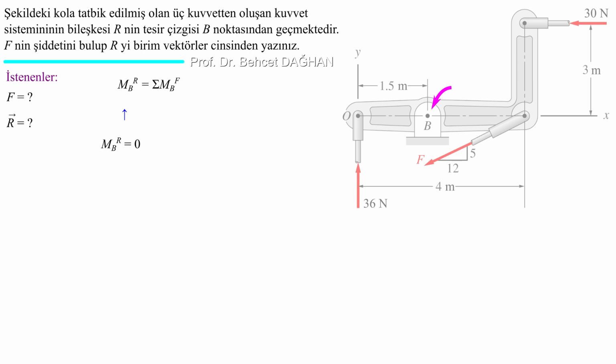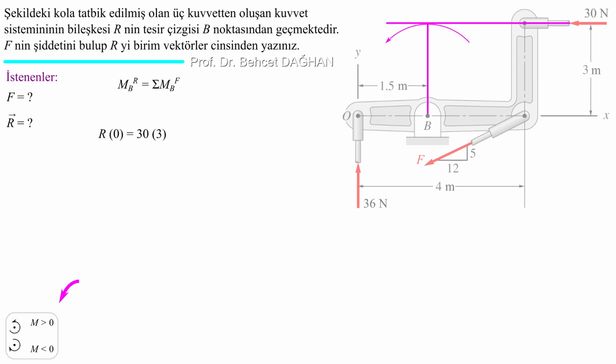Let's take the moments of the components and add them up. Let's first take the moment of 30 Newton. By the way, we have a sign convention about moment. We take counterclockwise moments as positive and clockwise moments as negative. This choice is arbitrary. Anyone can choose as they wish. We can see from the figure that 30 Newton creates a counterclockwise, that is, positive moment. The moment arm of 30 Newton is 3 meters. So its moment is 30 multiplied by 3, positive.